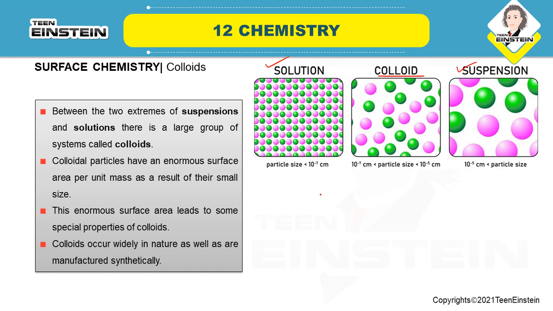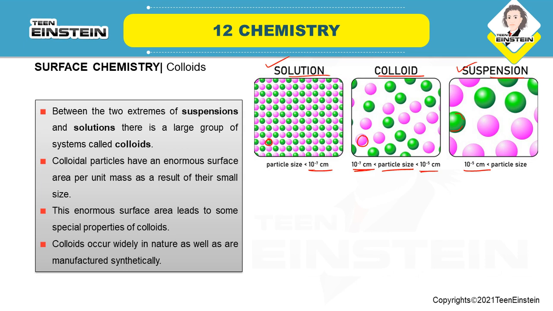If you are looking at the picture carefully, here particle size is gradually increasing. In case of suspension it is maximum size. In suspension the particle size is greater than 10 to the power minus 5 centimeter, and in case of solution it is lesser than 10 to the power minus 7 centimeter. So these two are the extremes, and in between these two extremes is the range of particle size lesser than 10 to the power minus 5 but greater than 10 to the power minus 7.